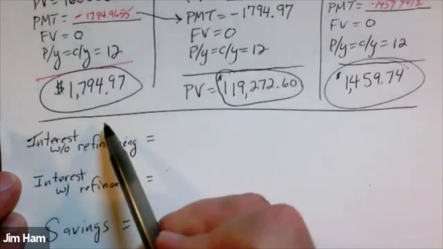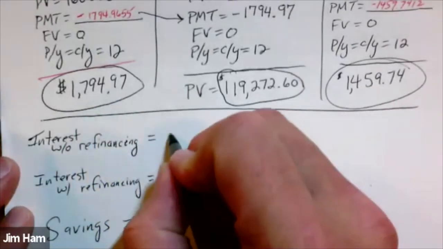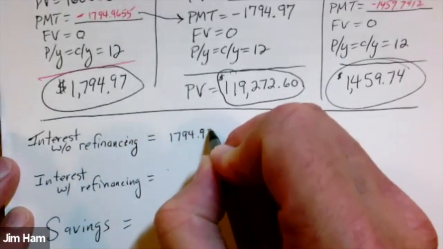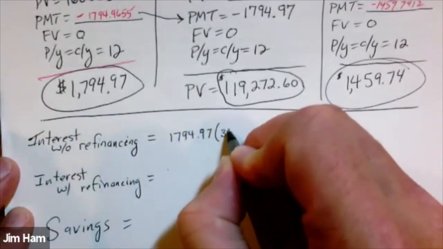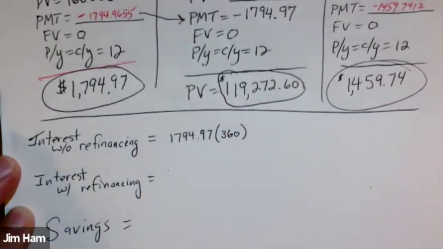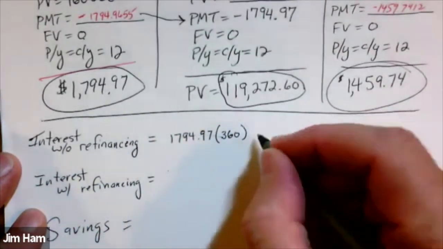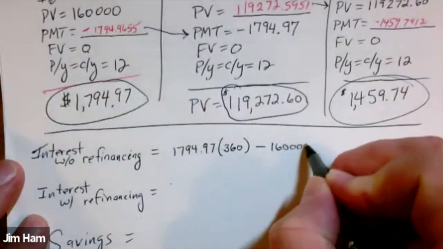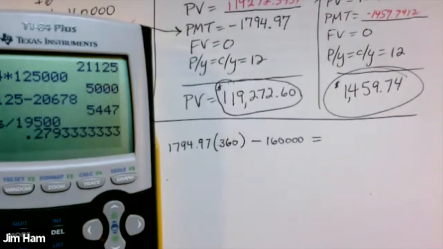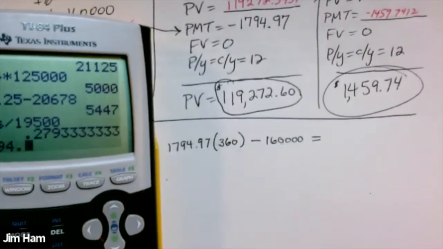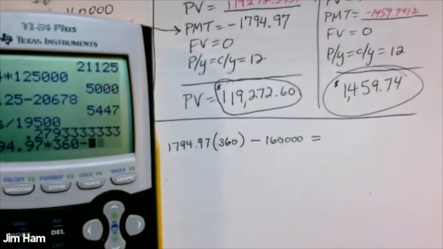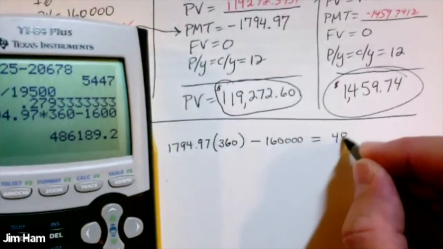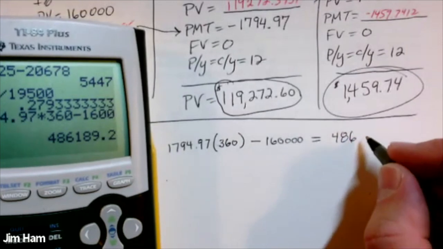All right. Now, if we didn't refinance, then we would make our original payment $1,794.97. We would make that payment 360 times. This would be our total payments. If we subtract out the original amount of the loan, which was $160,000, everything else would be interest. So 1794.97 times 360 minus 360,000. And I'm sorry to report that this is close to $500,000 in interest.